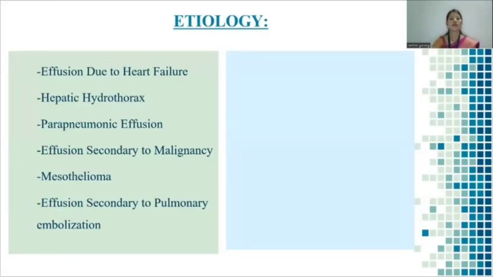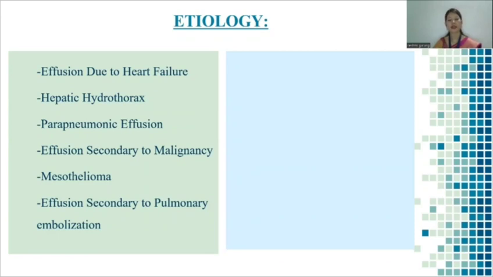Next, coming to the etiology of pleural effusion. The first etiology is effusion due to heart failure. Mostly in case of left ventricular failure, there will be an increase in hydrostatic pressure, so there will be increased accumulation of fluid in the lungs. The second etiology is hepatic hydrothorax, for example in cirrhosis with ascites. In those cases, the fluid passes through little holes in the diaphragm and reaches the lungs. The next is parapneumonic effusion, like lung infection, which mostly leads to an exudative type of effusion.